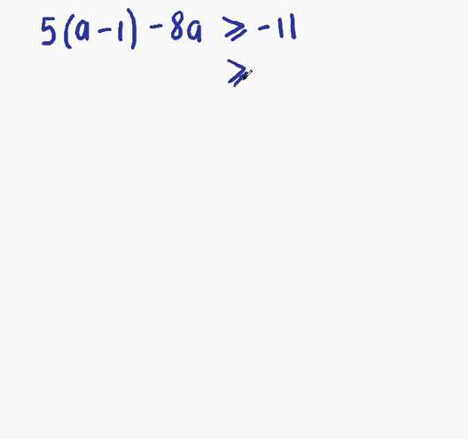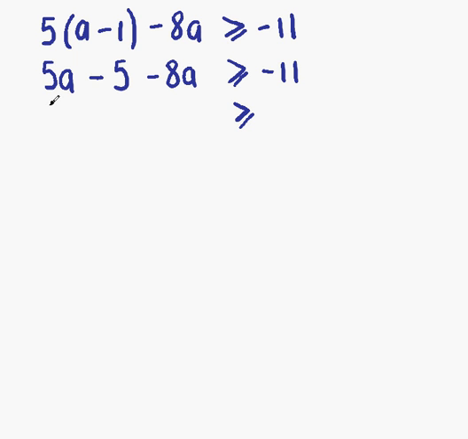So if we look on our left hand side, we have 5 times a, which is 5a, 5 times minus 1, which is minus 5. We still have our minus 8a. And on the right hand side, we have minus 11. Our next step is simplify if possible.